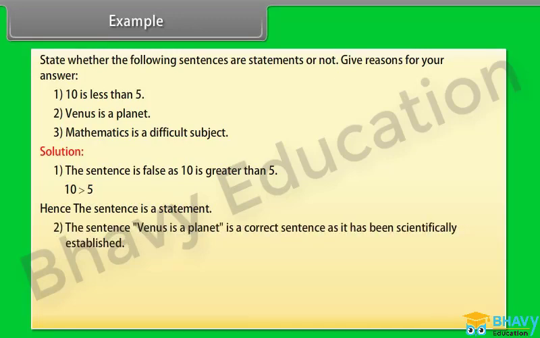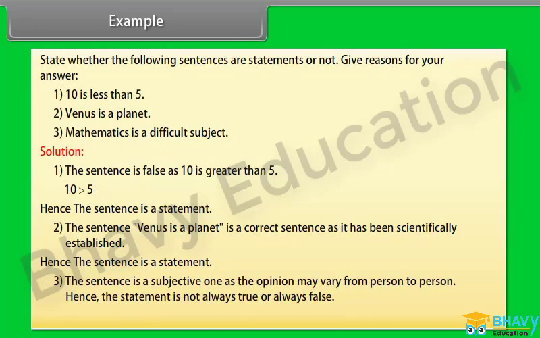The sentence "Venus is a planet" is a correct sentence as it has been scientifically established. Hence, the sentence is a statement. The sentence is a subjective one as the opinion may vary from person to person. Hence, the statement is not always true or always false. Hence, the sentence is not a statement.